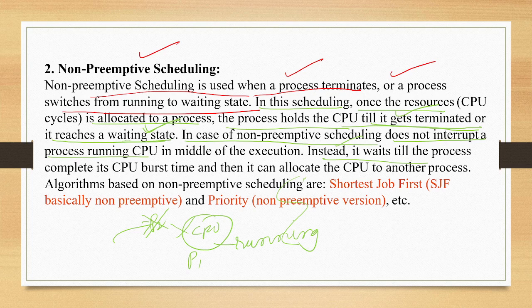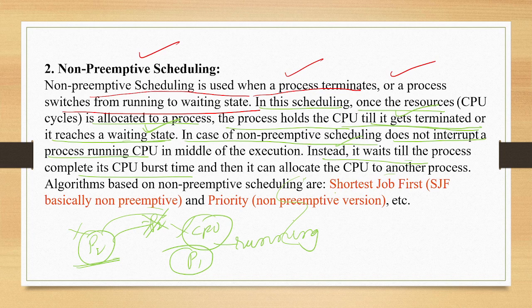Instead, it waits till the process completes its CPU. If P2 requires CPU, what should P2 do? It should wait until the completion of P1. We cannot allocate CPU to P2. That is the meaning of non-preemption.